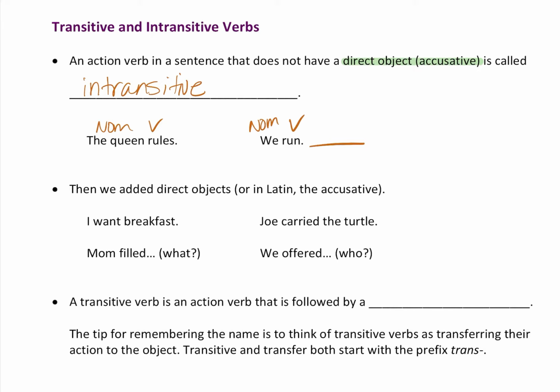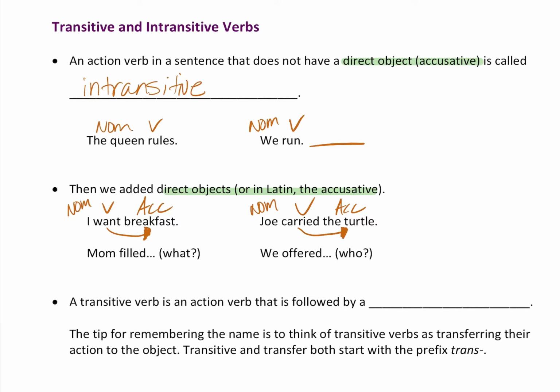We run. And then the second thing that we did is we added direct objects, of course, in Latin, the accusative, and we said, I want breakfast. So here's our nominative, I, here's our verb, and here's our victim of the verb. What was wanted? What was the victim of being wanted? Breakfast. Joe is our nominative. What did he do? Action word here, carried. What was the victim of being carried? The turtle. So the receiver of the action is the turtle.